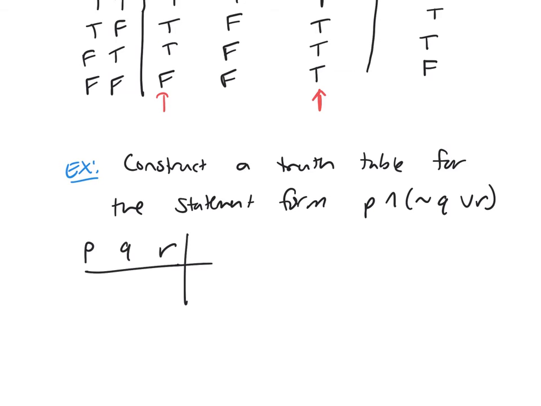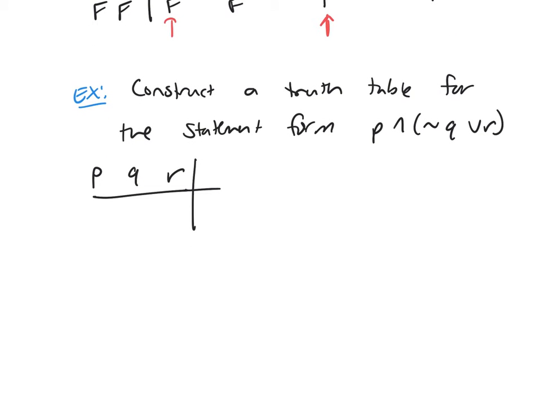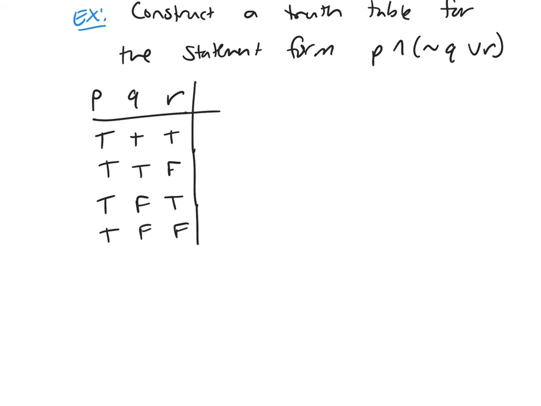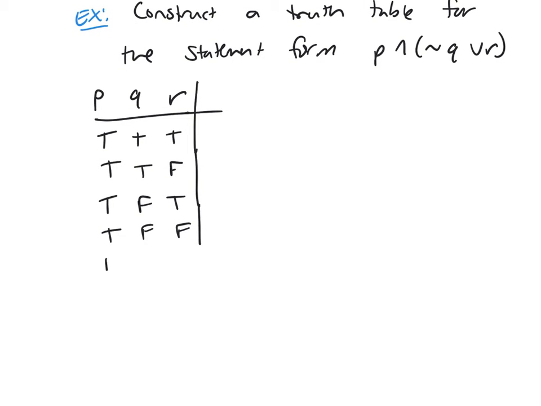So let's go ahead and fill in our rows that we're going to need. True, true, true, true, true, false. Now switch Q, true, false, true, true, false, false. And then repeat these 4 rows, but change P to being false. So it'll be false, true, true, false, true, false, false, false, true, and false, false, false.